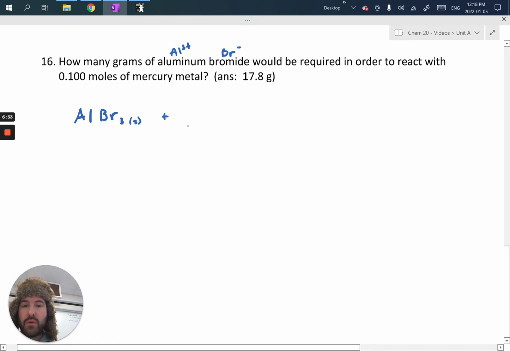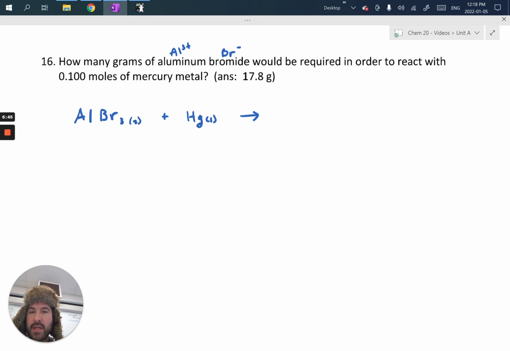We're going to react that with mercury metal. Okay. Mercury metal is a liquid, and we get that information from our periodic table. You guys should know mercury is a liquid metal at room temperature. So decide what type of reaction I have here. I have a compound plus an element. It's a single replacement reaction. And so I'm going to swap my metal with my cation.